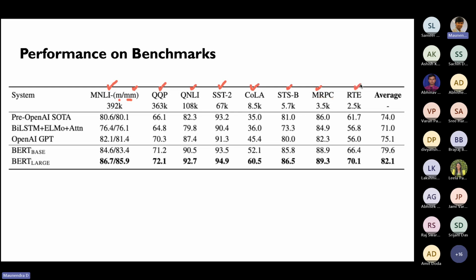RTE is again textual entailment, but slightly different from NLI in the sense that we have one hypothesis and one premise, and the label is that they entail or do not entail. So contradiction and neutral are combined into the negative class, and entailment is the positive class. They saw that overall they are getting good performance across a large number of tasks. Are there any questions here?